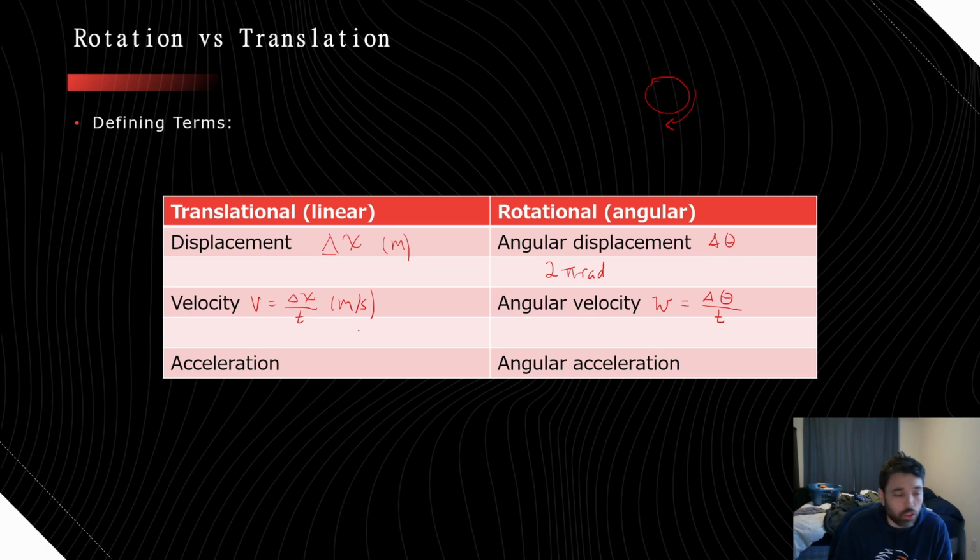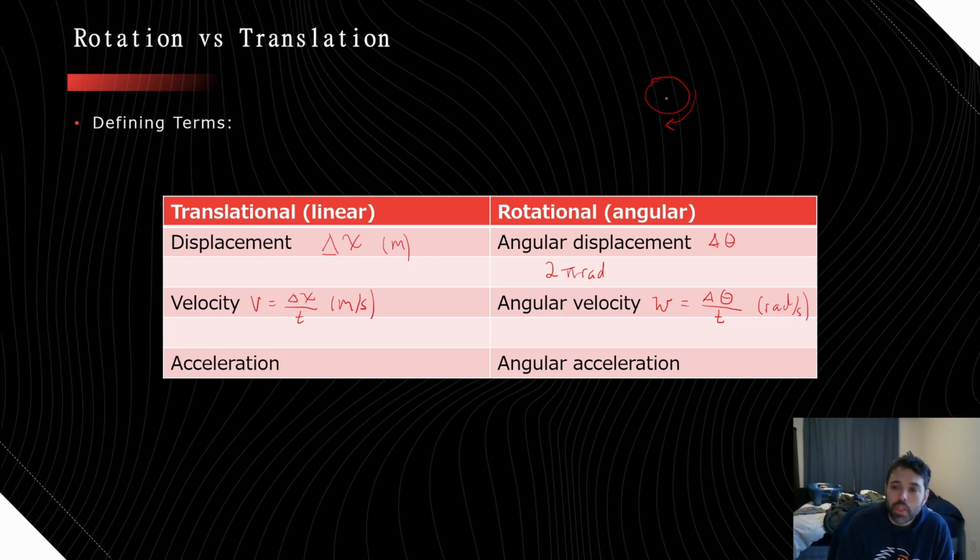Now time is again special. Time is a scalar. It doesn't have any direction. So time can be used in both translational motion and rotational motion, and it doesn't make a difference. Time is time. The units here are going to be radians per second, just like meters per second. And again, it's how fast a wheel is spinning.